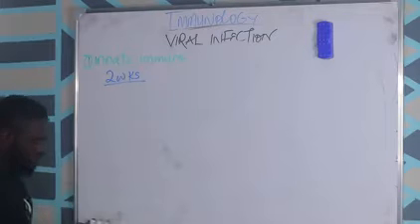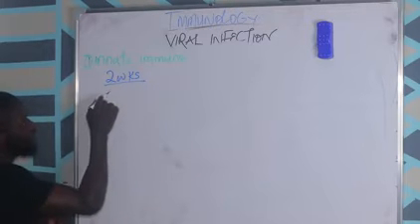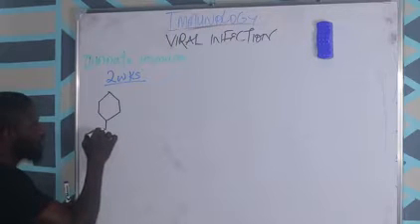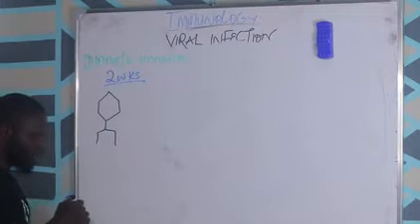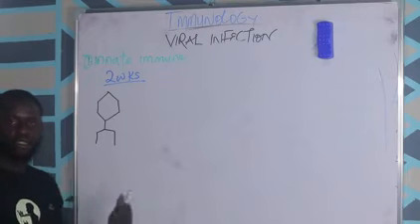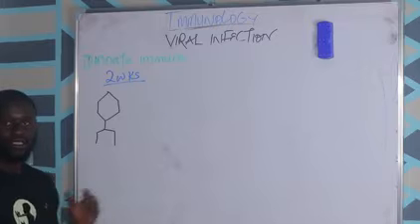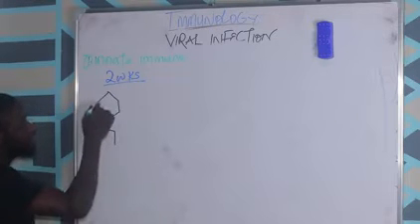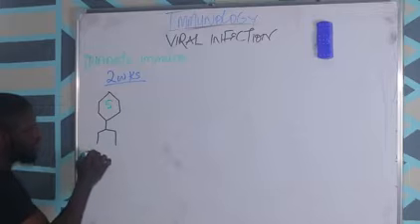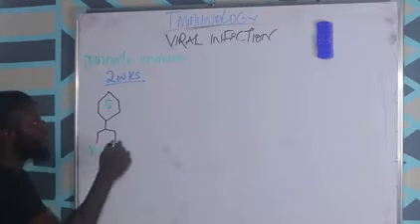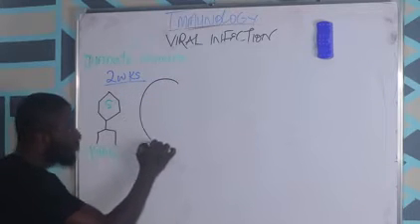So now, let's say this is my virus. Now we are going to give you a pictogram, a diagrammatic illustration of how this goes about in the body. So let's draw this as my virus. This is my virus. So the virus is going to infect a normal cell.